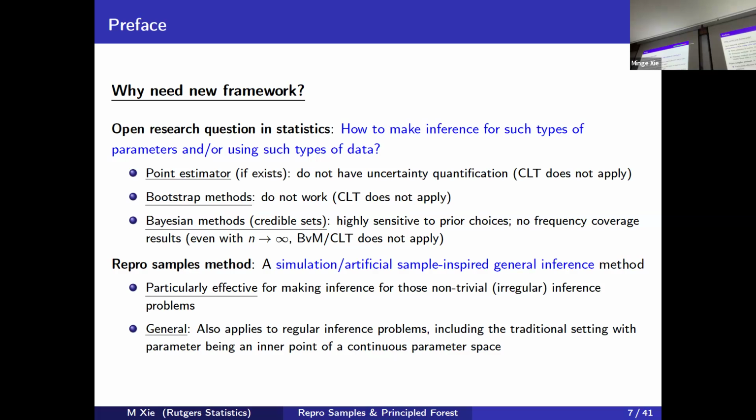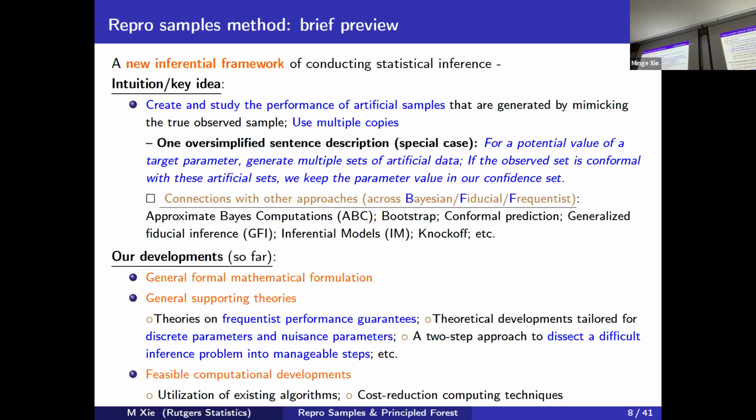This actually has to do with the Bayesian bootstrap. Later, on the next slides, I'm going to say where the intuition is coming from, but it's more of an artificial-sample-inspired generalized method. This method is very general and can apply to the usual regular inference problems, including traditional settings where the parameter is continuous. But there you already have the central limit theory, large sample theory, or Bayesian or other methods that are really working well. So this is not really an advantage. The real advantage is in non-regular inference problems, like when I have a discrete parameter, a parameter that is an object, or my data is an object.